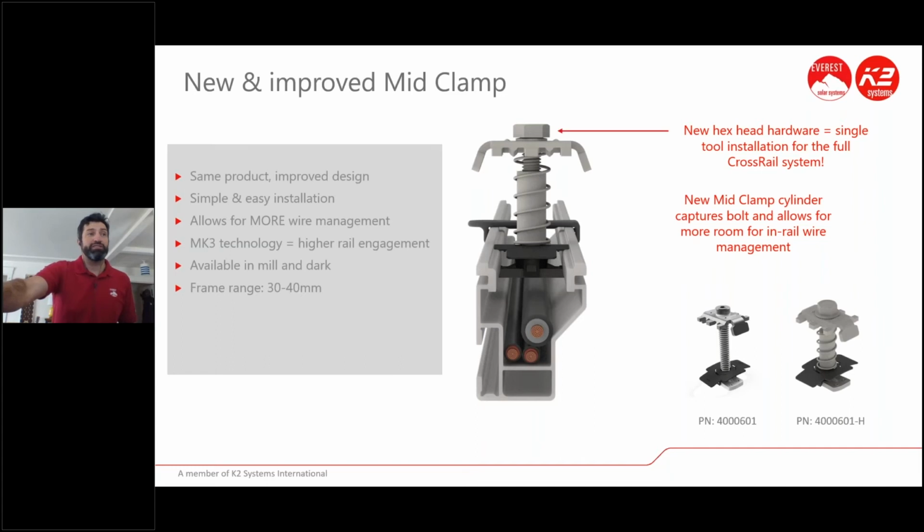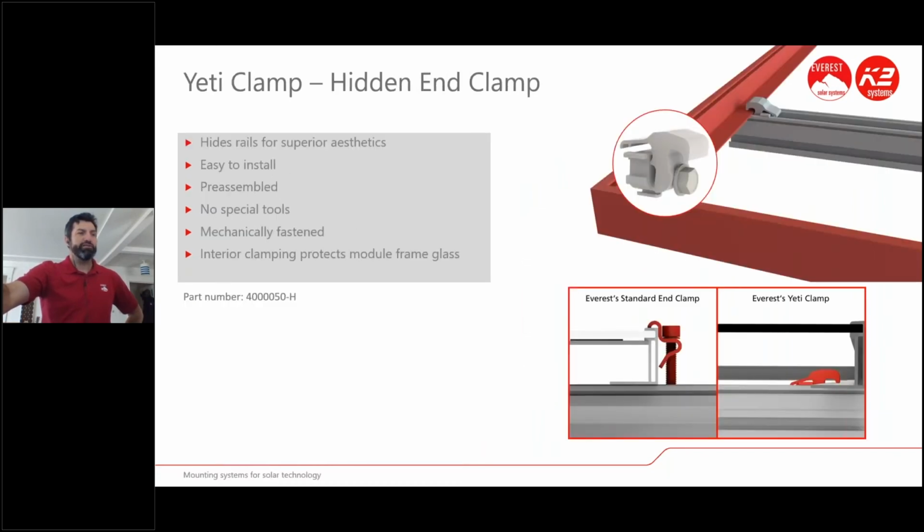So this is one of our biggest features. So you got the hex head there at the top. You got that new cylinder that receives the bolt, kind of a male-female connection there on the hardware. It's still spring-loaded, still has the MK3 integrated bonding. Nothing's changed there. It's just a better product that's going to allow you to install faster and do more wire management in the rail channel. So you can see that there. And there's the kind of demonstration of wires.